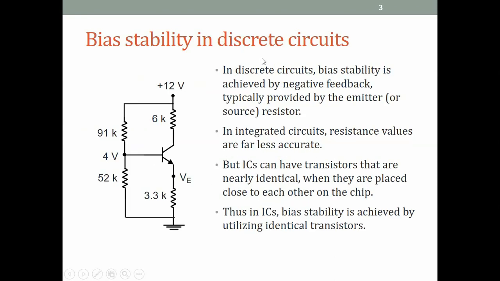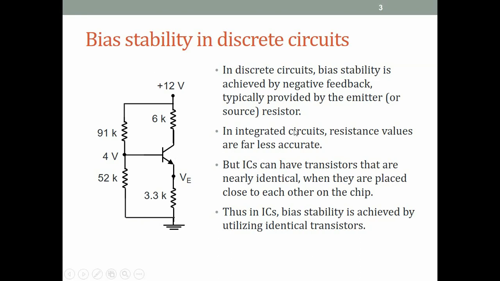Now in discrete circuits, you all must be familiar with this circuit. Bias stability is achieved by negative feedback in general, and in the specific case of this circuit, it is achieved by putting this emitter resistor, which causes the negative feedback and makes the collector current relatively independent of variations in temperature as well as variations in beta, which are caused by process variations.